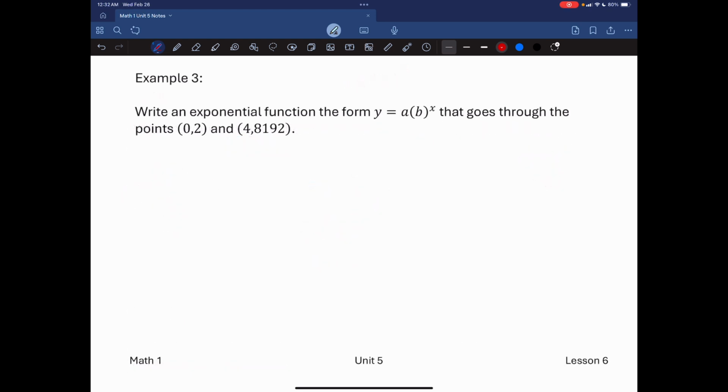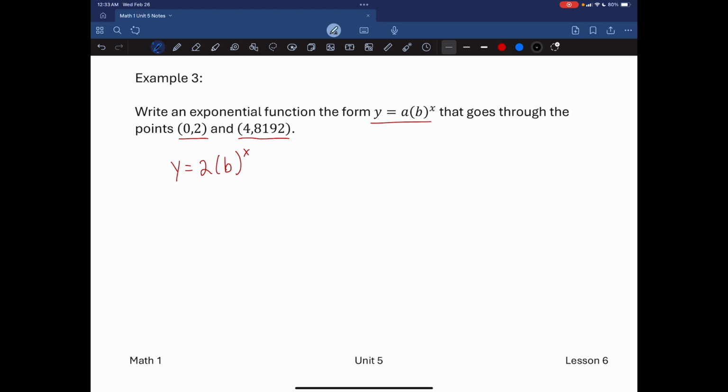Okay, last example for our notes. Again, we're using y equals a times b to the x, and we're just writing an equation. This time our points are (0, 2) and (4, 8,192). Again, don't let that freak you out. We already know what a is, so let's start filling that in. We have y equals 2 times b to the x. We're now looking for b.